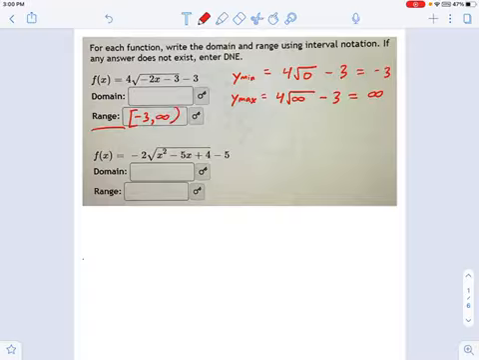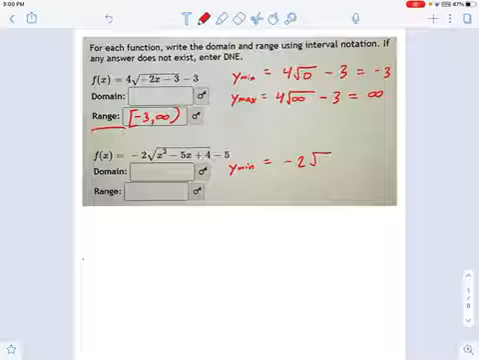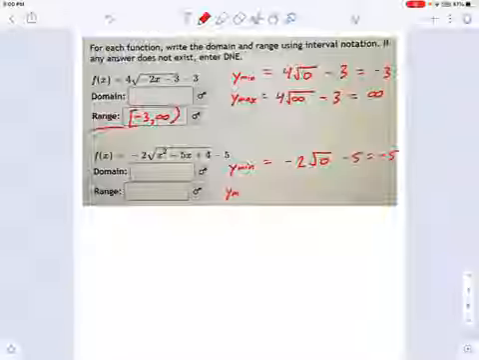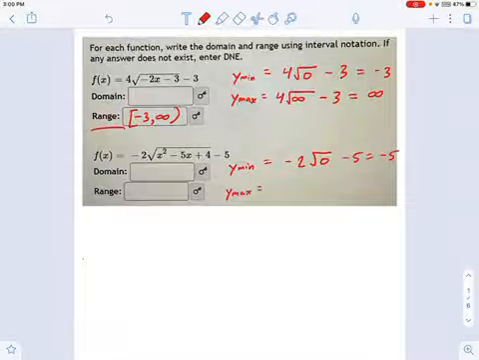And we can do this for the next one. It's not that much harder. For this one, I'd say, well, negative 2 times the square root of 0 minus 5 is what? Well, negative 5 from the looks of it. And my y max equals negative 2 times the square root of, pick a big number, infinity, minus 5.